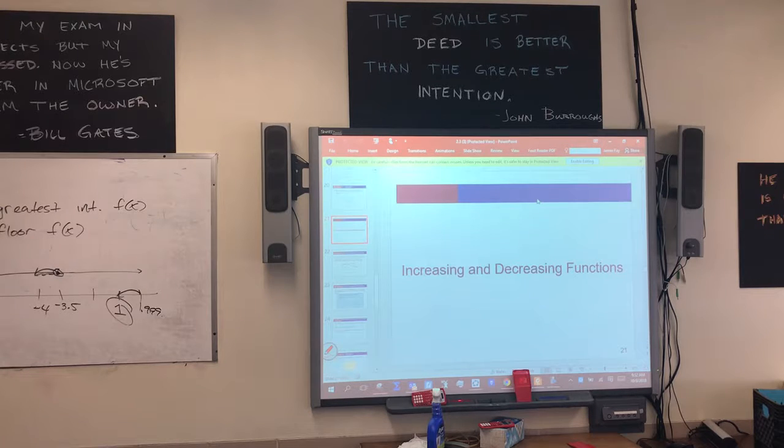You guys know when we look at a line, whether it's moving up from left to right or down from left to right, correct? So you can tell if it's moving up from left to right that it's increasing, correct? You can tell that it's decreasing if it's going down from left to right, correct? Okay.